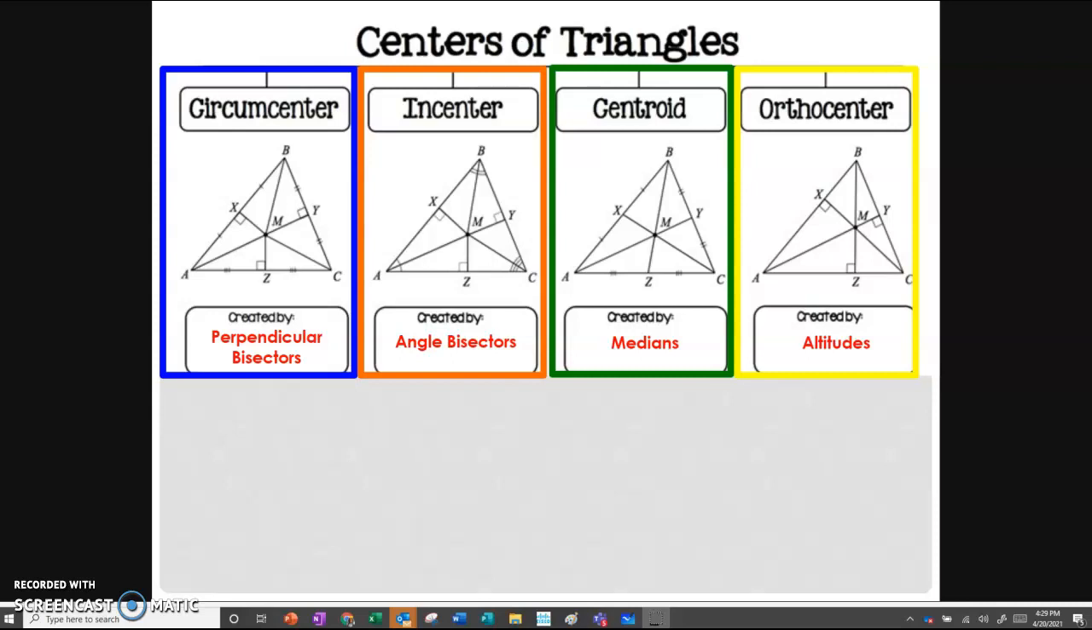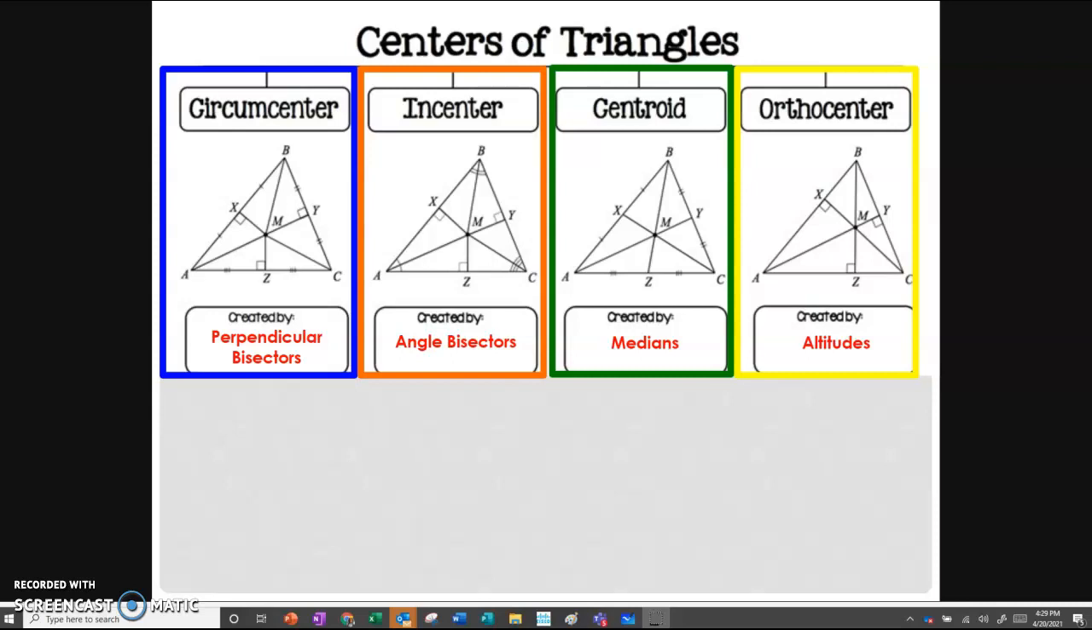A point of concurrency is the point where multiple lines intersect. To help you remember this, think about the root word concur. Concur means to agree. I concur with you. He concurs with them. That means I agree with you and he agrees with them. In this case, where the lines intersect, where they agree, is the point of concurrency.